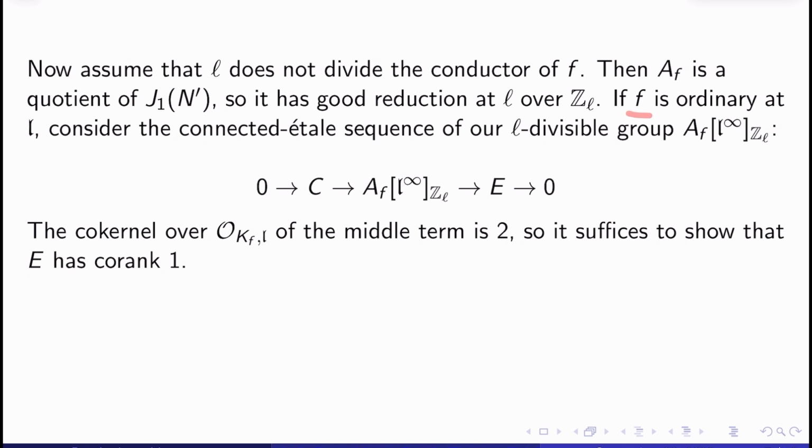If F is ordinary at frac L, we're going to consider the connected étale sequence of our L divisible group A sub F frac L to the infinity sub Z sub L. It'll look like this. So 0 to C to A sub F bracket frac L to the infinity sub Z sub L to E to 0. So this is the connected piece. This is the étale piece. Now, the co-kernel over O sub K sub F frac L of the middle term here turns out to be 2. That's an easy calculation. And so it suffices to show that E actually has co-rank 1.